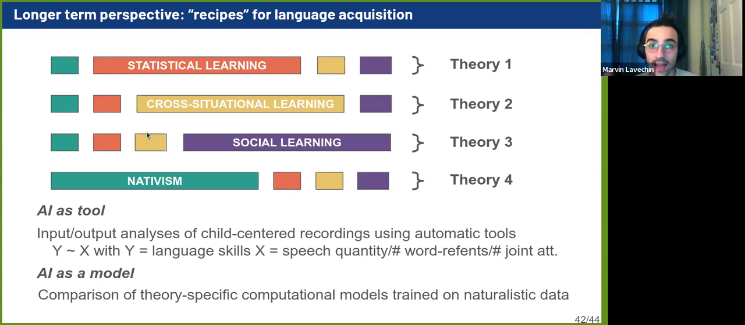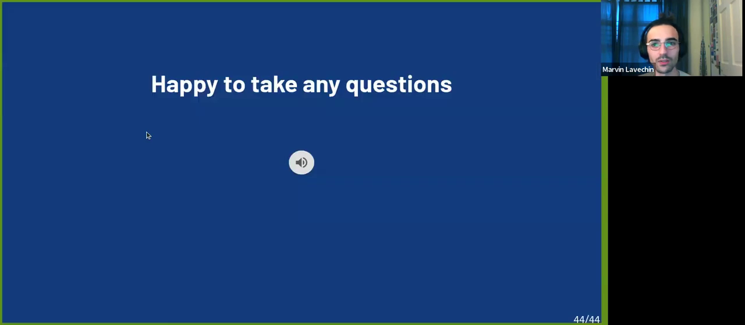And ideally, we would go even further and implement each of these theories into computational models. This way, we could evaluate which learning mechanisms lead to which language skills, which would help us better understand what's going on with infants and young children. And yes, this is the conclusion of this really long presentation.